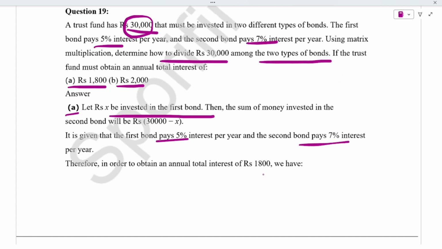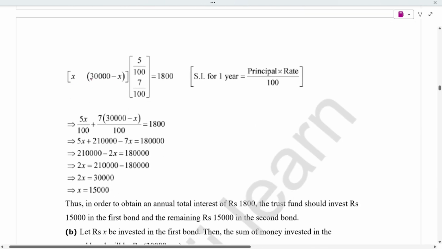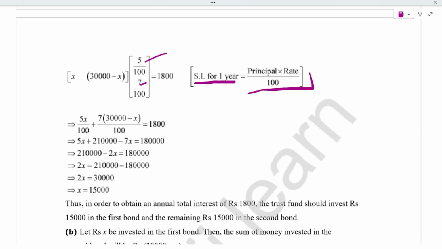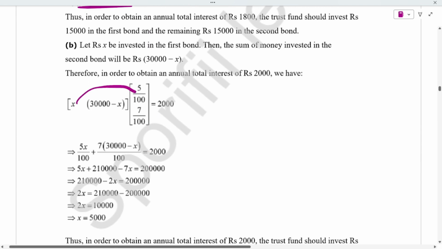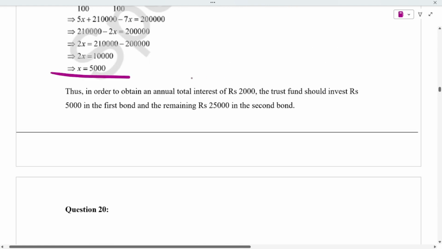Now therefore for 1,800 we are finding, it will be X into 30,000 minus X and 5 divided by 100, that means interest is equal to 1,800. That is SI for 1 year will be principal into rate divided by 100. This is one of the basic formulas we need to know, and if you do this multiplication for each you will get it as 15,000. The same concept you apply, and here it will be 2,000, that's it. Here you will get it as 5,000.